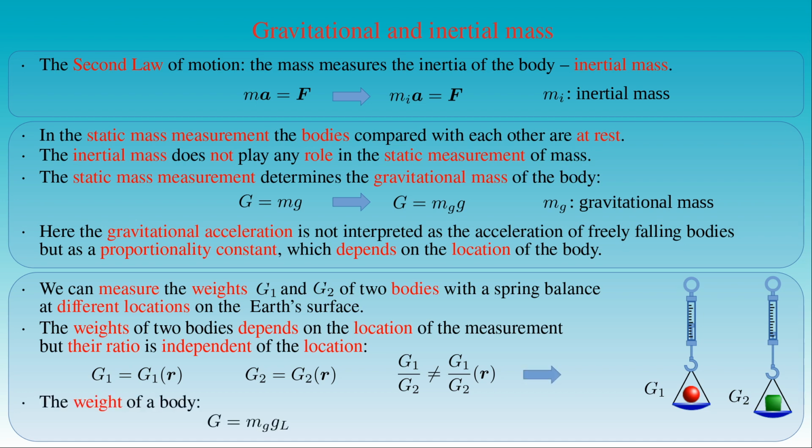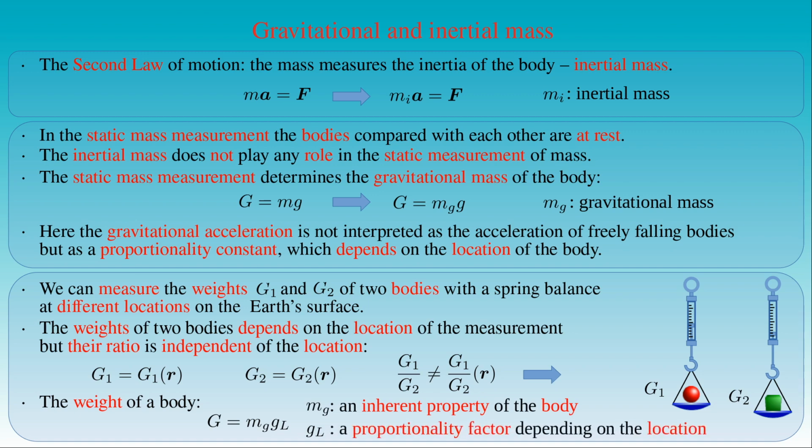Based on these results, we assume that the weight g of an arbitrary body can be written as a product of two factors, let us say mg and gl, where mg describes an inherent property of the body, and we call it the gravitational mass of the body, and gl is a proportionality factor which solely depends on the location on the Earth's surface. Then we see that the ratio of g1 to g2 is equal to the ratio of m1 to m2, which is a constant related to the properties of the two bodies and independent of the location of the measurement. Here the factors mg and gl have nothing to do with the inertial mass and the gravitational acceleration, even their units can be arbitrary.